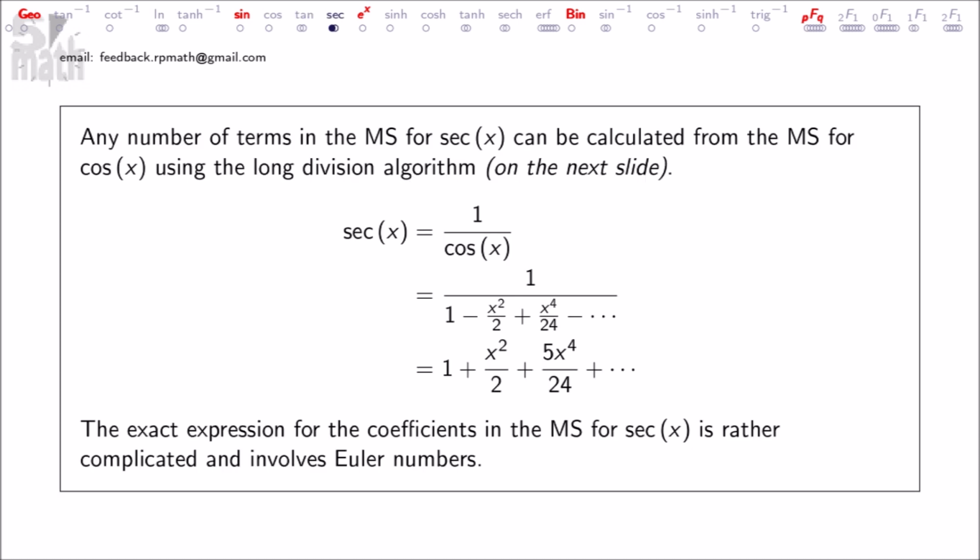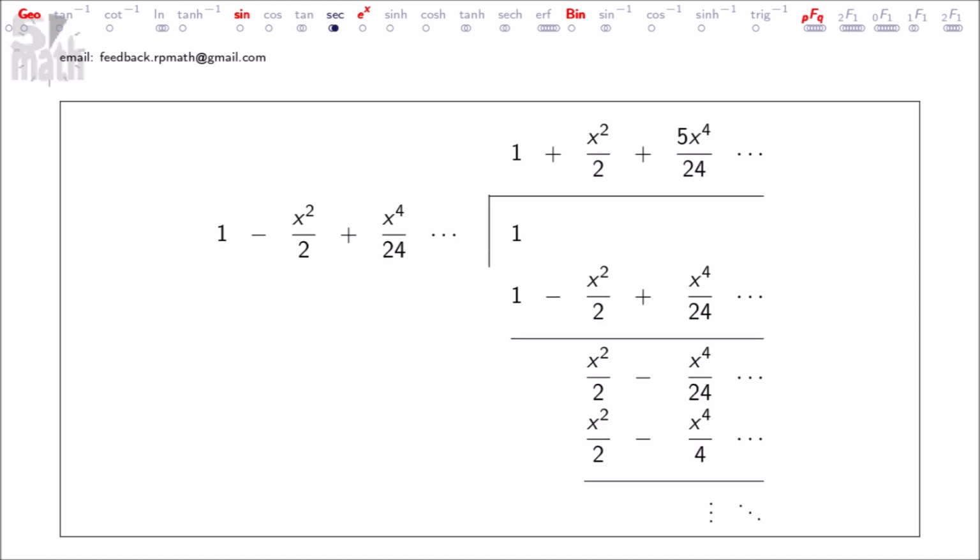Any number of terms in the Maclaurin series for secant can be calculated from the Maclaurin series for cosine using the long division algorithm. The exact expression for the coefficients in the Maclaurin series for secant is rather complicated and involves Euler numbers. Using the long division algorithm.